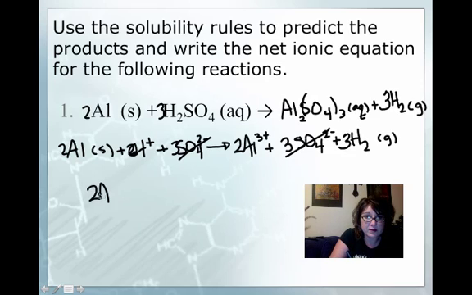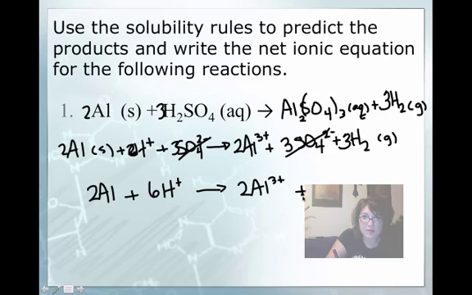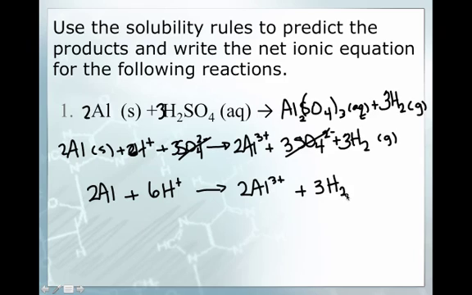So I have 2 aluminums plus 6 hydrogen ions are going to result in 2 aluminum ions and 3 hydrogen molecules. Now let's check charge to make sure this balances. In solid form, elements have a 0 charge, and this has 6+. All right, on the other side, I have 2 3+s for a total of 6+, and this has a 0 charge because now it's an element. So my charge is balanced and my mass is balanced. We're ready to move on then. That one's done.